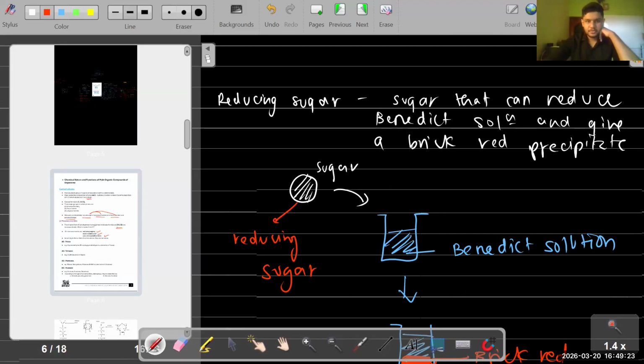Can you understand what is a reduced sugar here? Yes, no doubts, right? Most of the students find difficulties in understanding this. You don't have any doubt, right? Even if it's a single word, let me know. Clear, right? Okay, perfect.